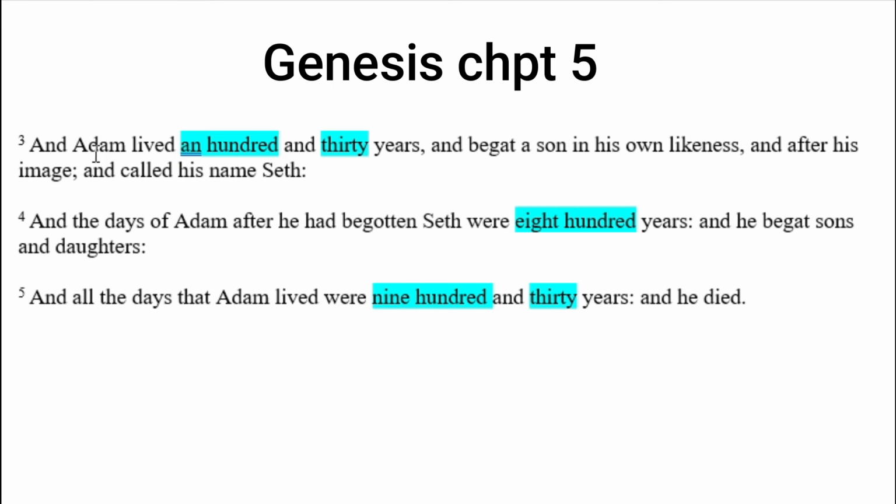And it says this: and Adam lived 130 years and then had a son in his own likeness, after his image, and named him Seth. And then after Adam had Seth, he lived another 800 years and then had more sons and daughters. And so all the days that Adam lived were 930 years, and he died.